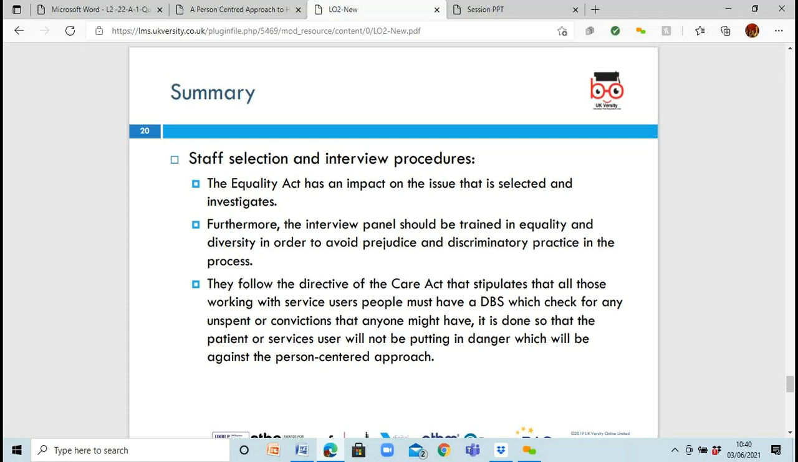Now, we also have things like a DBS check that is done to make sure that we don't have any convictions or any offences that might affect the patients or the vulnerable people that are in our care. So this is also for a person-centred approach, because you don't want somebody coming into work who might be putting others, colleagues, and also service users in danger. Which is why a DBS check is always done now.